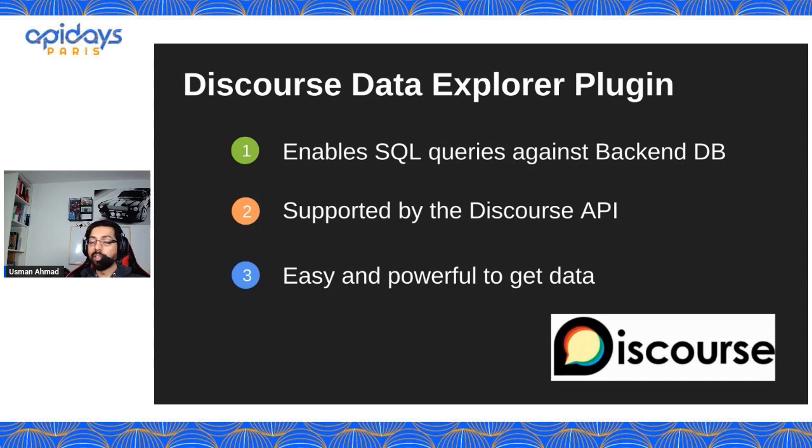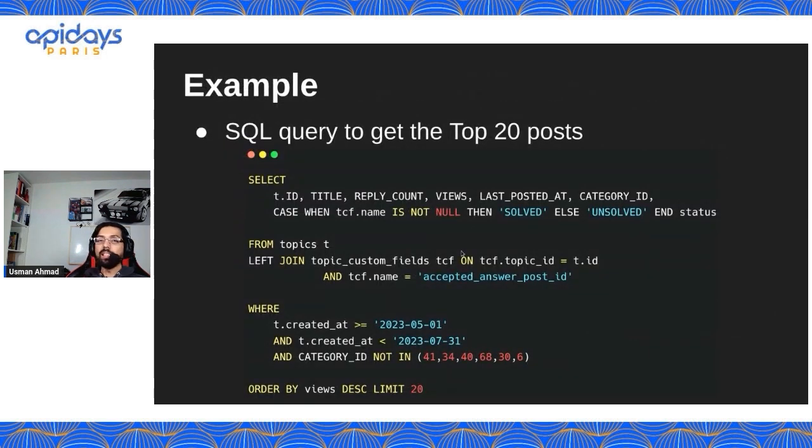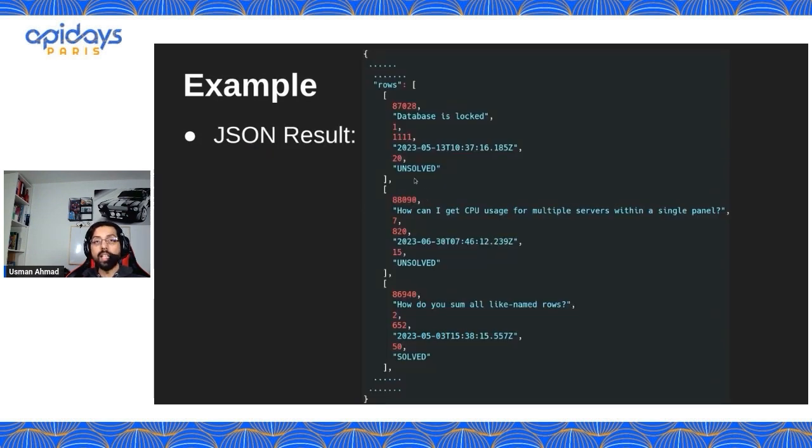And this is where things get really interesting. Here is an example to get the top 20 posts of the community forum. This is standard SQL practice: you select some fields from a table, maybe you do some filtering or some joining if required, and define WHERE clauses like I need from this range to that range and so on. By doing this, we get the result in JSON format. The Data Explorer plugin gives the data we need in JSON format. It also supports CSV format, but JSON is easier to use in our use cases.